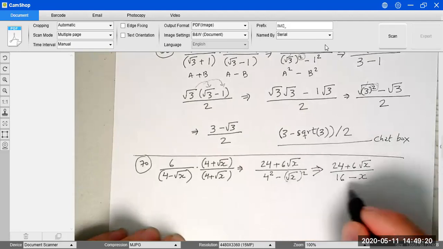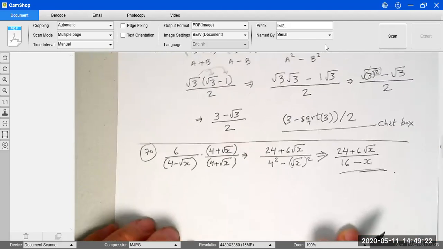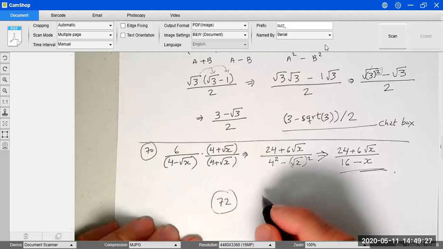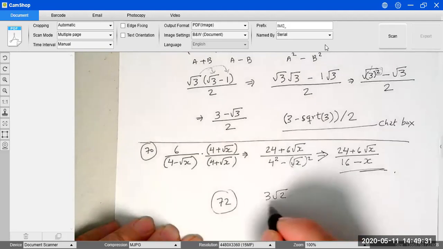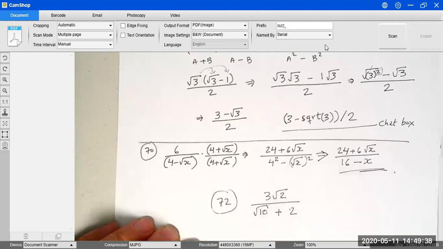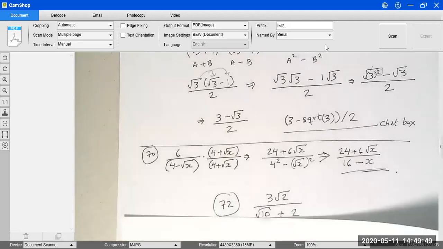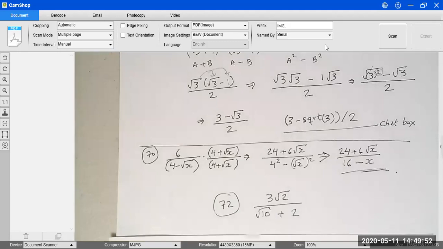So the extra problem that you're going to solve now to complete your classwork is going to be 72, which is 3 times square root of 2 over square root of 10 plus 2. So that's for your classwork. Now we're going to start the last section, section 8.5.